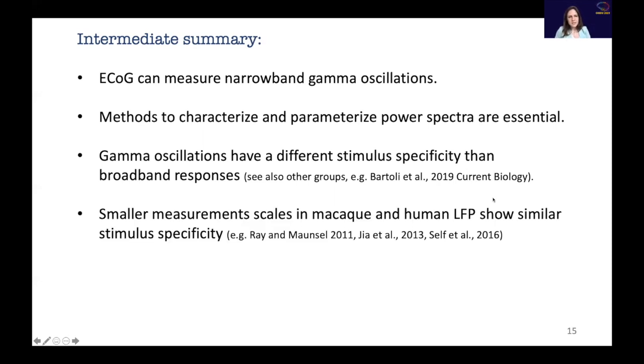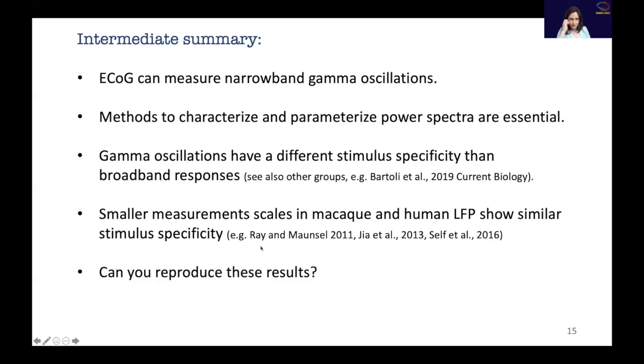And this is consistent with smaller measurement scales, for example, with LFP recordings in macaque, and it shows a similar stimulus specificity. So these changes that we report are not just due to the fact that we record with an ECoG electrode rather than a local field potential.